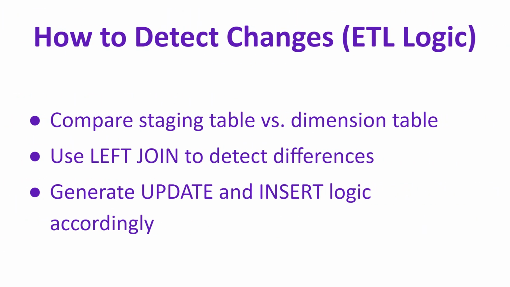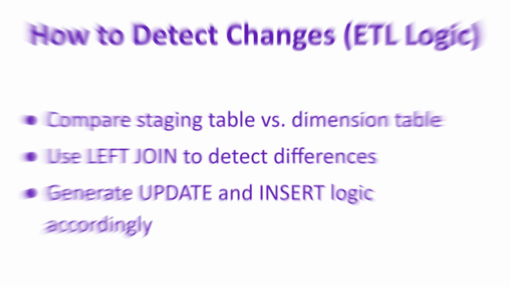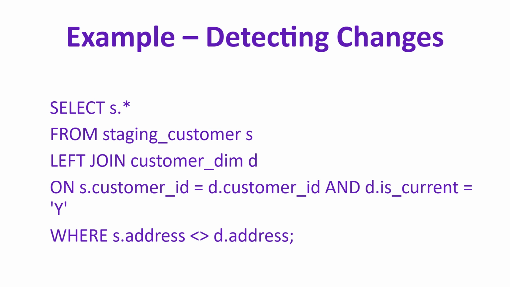In a real ETL pipeline, you will compare the incoming records from your staging table with the dimension table using a left join. Based on the difference, you either update old rows or insert a new version. This query identifies which customers have a changed address. You can use this result to generate SCD type 2 inserts and updates.